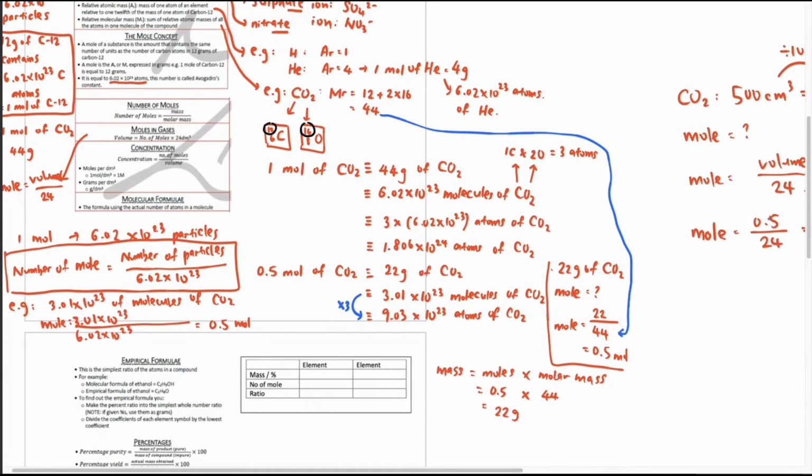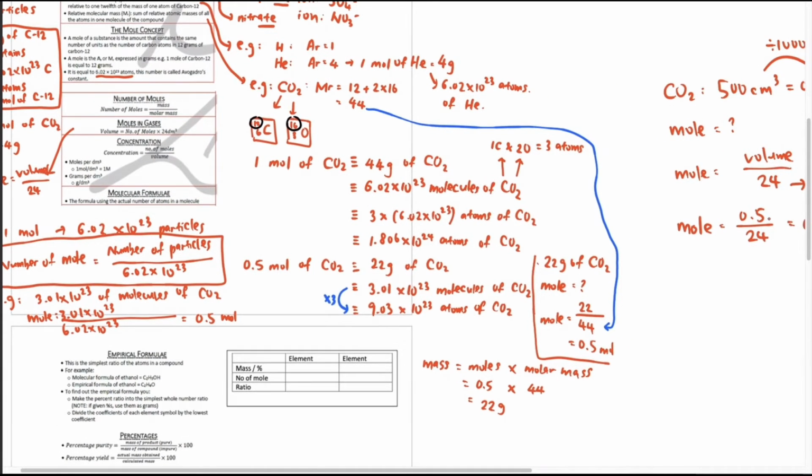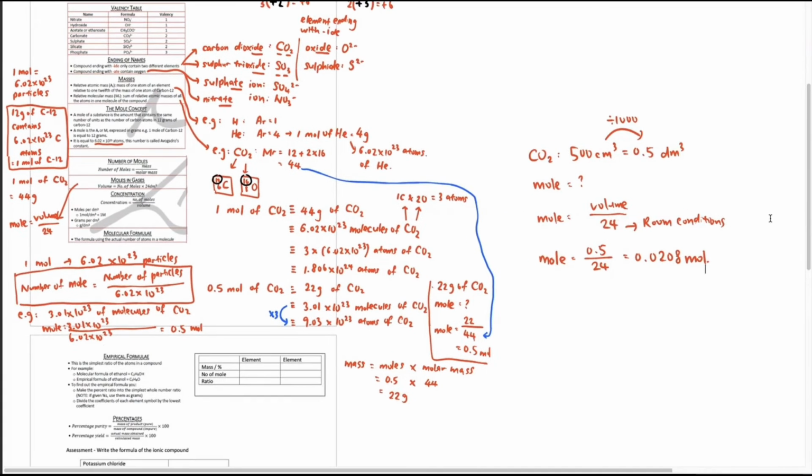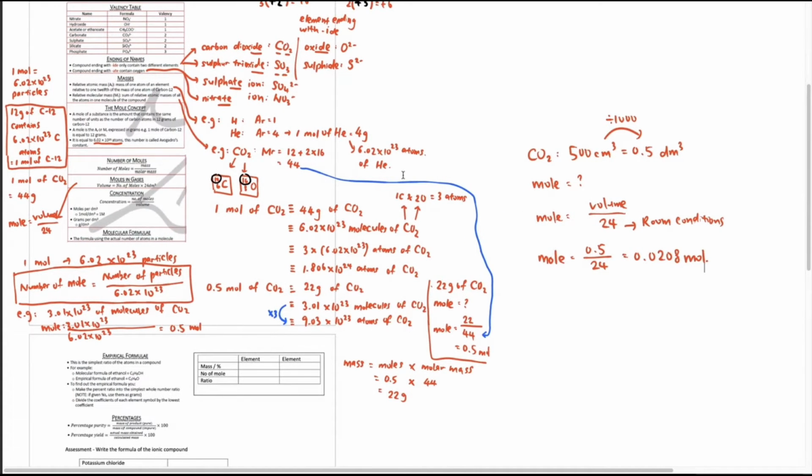So the conclusion is there are three formulas to find out the number of moles. The first formula is here: number of moles equals mass over molar mass. Second, number of moles equals number of particles divided by 6.02 times 10 to the power 23. The third formula, number of moles equals volume over 24. So they are all together three formulas that involve mole.